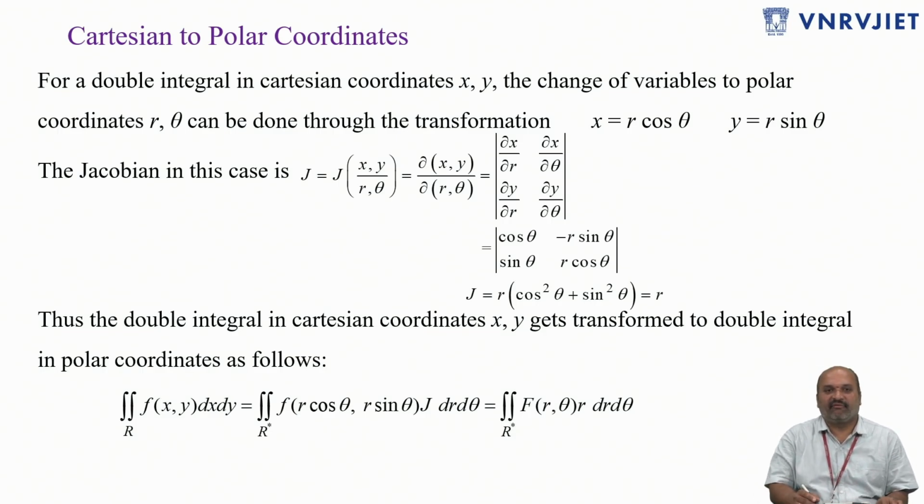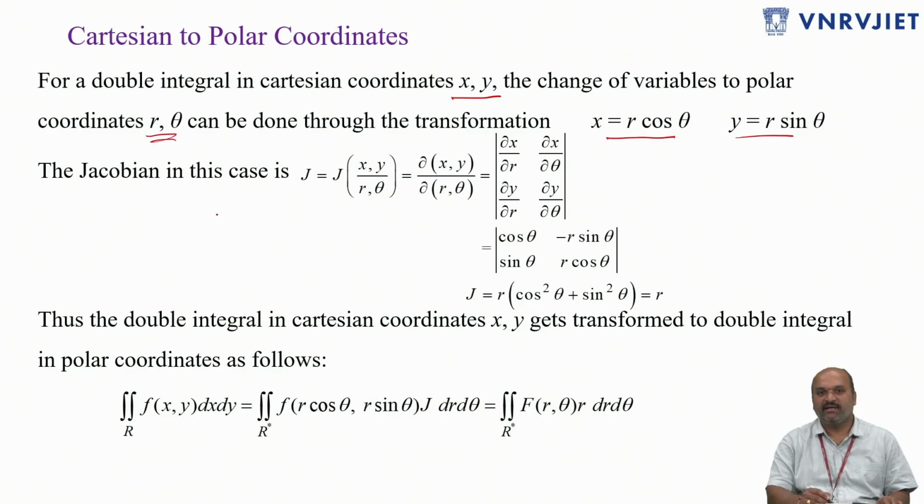See, for a double integral in Cartesian coordinates which is given in terms of x, y, for the change of variables to polar coordinates r and theta, we use this transformation, Cartesian to polar. x and y are variables in Cartesian coordinates, r and theta are variables in polar coordinates. x and y are expressed in terms of r and theta: x equals r cos theta and y equals r sin theta.